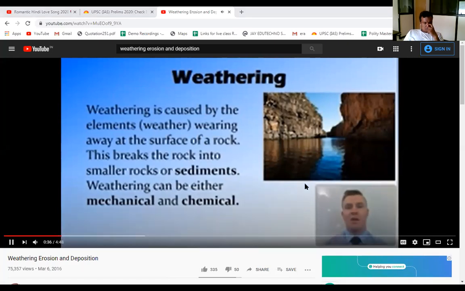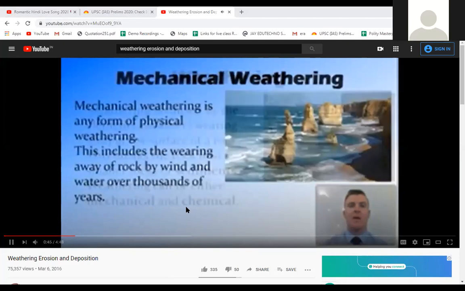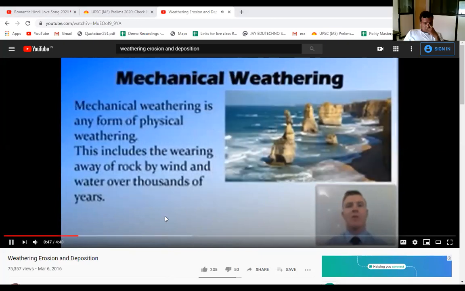Weathering is caused by the weather, the elements, and there are two ways to do it, either mechanically or chemically. When we say mechanical weathering, we're talking about any physical process. So in physical weathering, this happens due to mechanical forces. That is what is also sometimes called mechanical weathering.